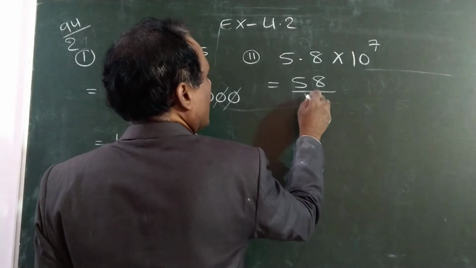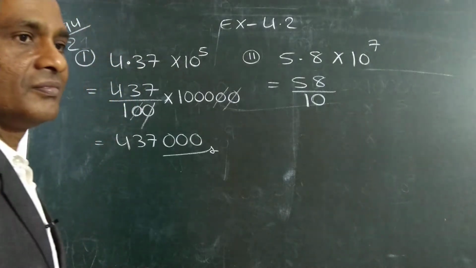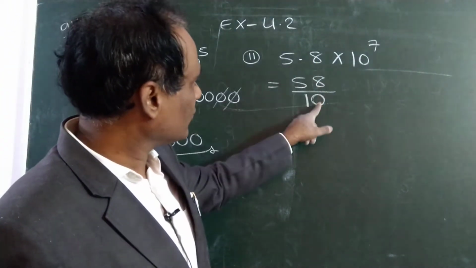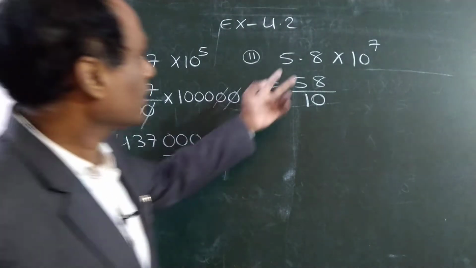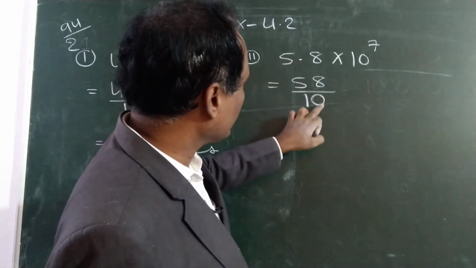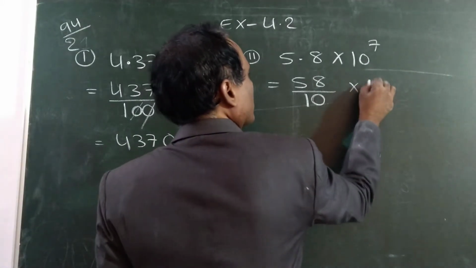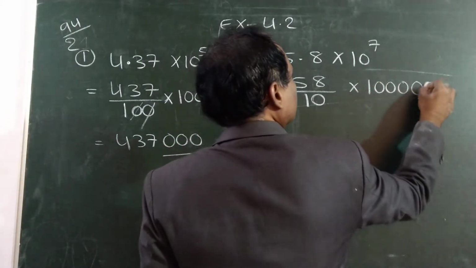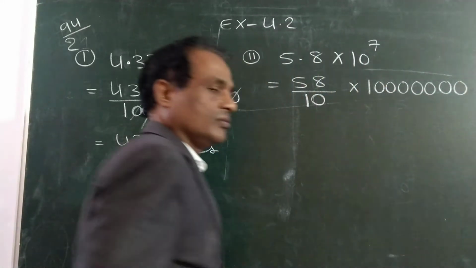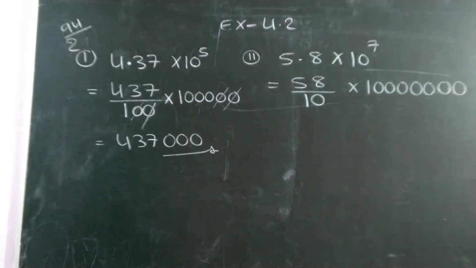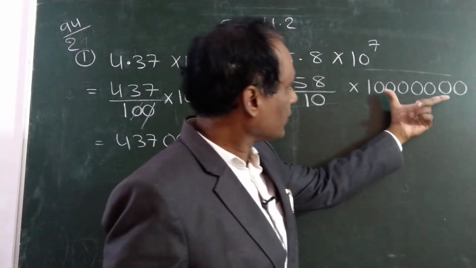$58 by 1, after decimal 1 digit, so 1 0. Removing the decimal after decimal 1 digit, so 1 0. 10 to the power of 7 means how many zeros? 7 zeros. 1, 2, 3, 4, 5, 6, 7 zeros. Ten to the power of 7 means 7 zeros.